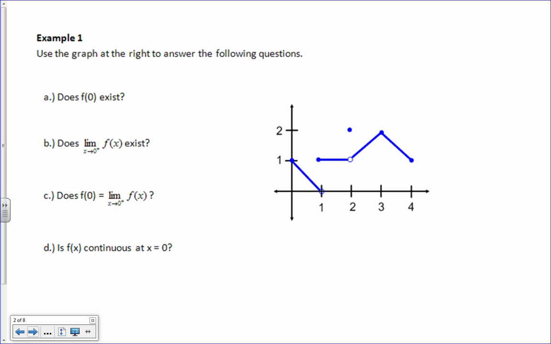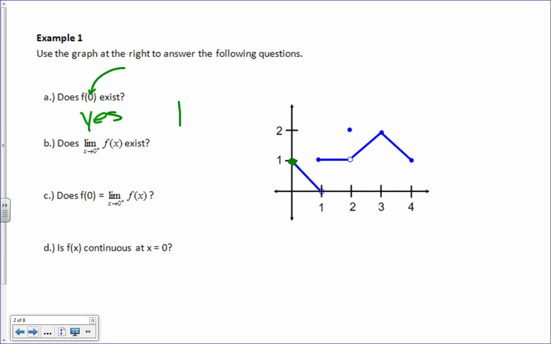So here's our first example. Use the graph at the right to answer the following questions. Does f of 0 exist? Notice I didn't give you the function, I just gave you the graph of the function. So that really means if I were to substitute 0 in for x into some function, does a y value result? So does it exist? Yes, and how do you know? There's a point there. So yes, it does. Well, what is it by chance? It's the point (0, 1). It's right there, so it's 1.